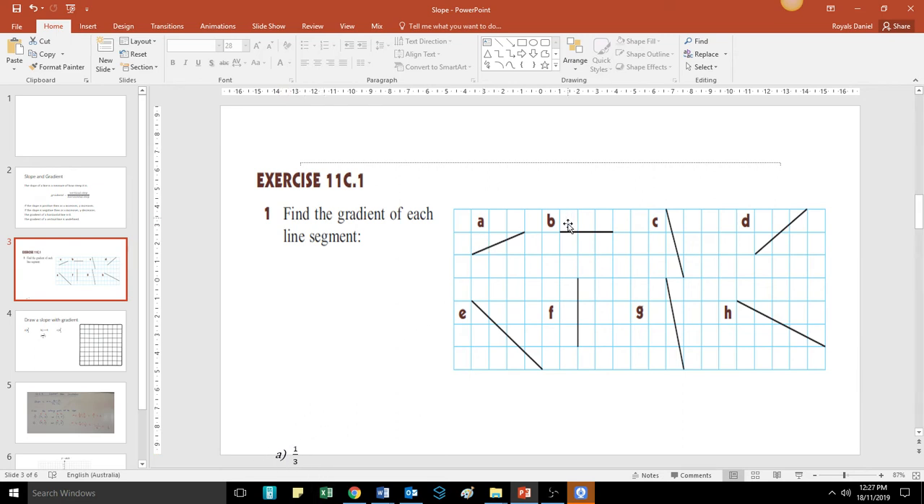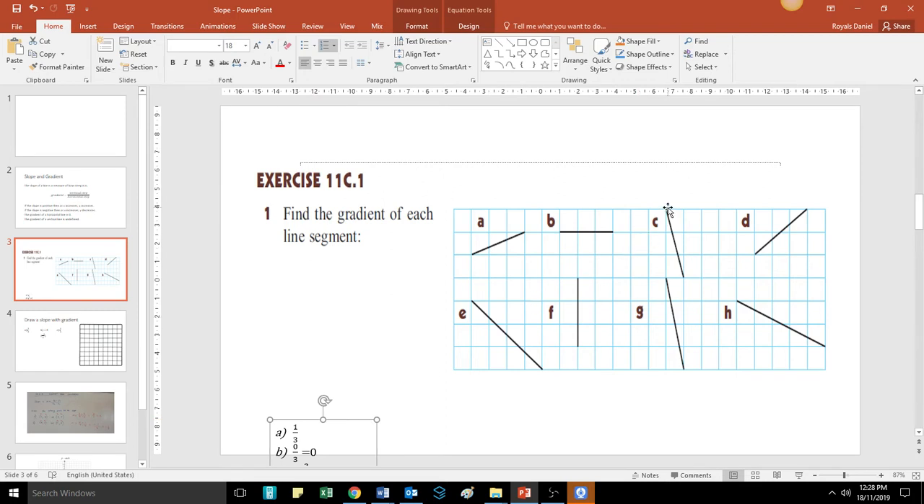If we have a look at the second one, it's a horizontal line. We can see it goes across 3, but it doesn't go up or down. The change in y is 0. So the slope of this one would be 0 on 3, and 0 divided by 3 is just 0.